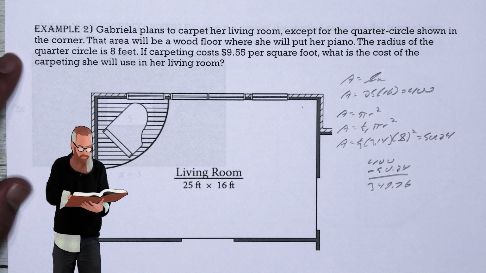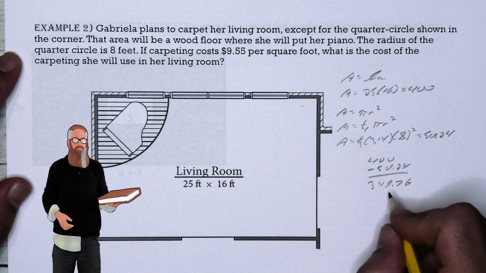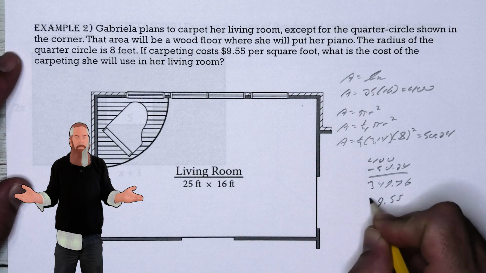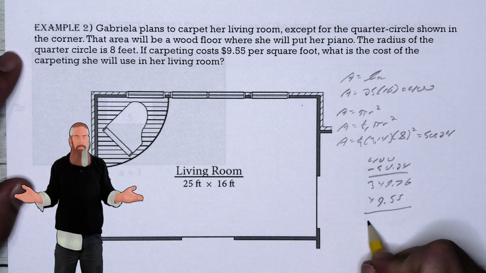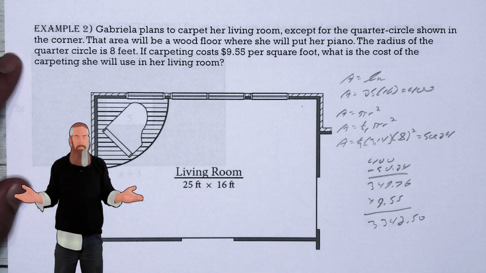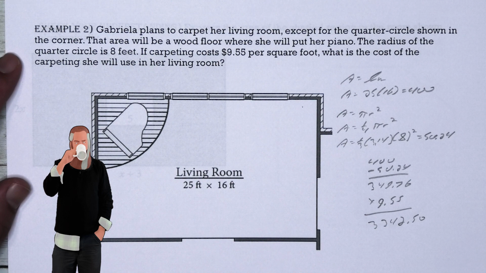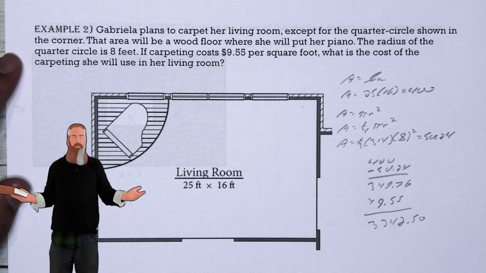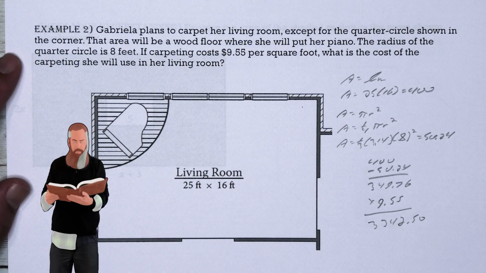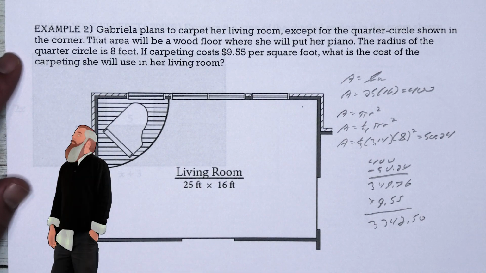We're going to multiply the number of square feet she needs by the cost of the carpeting, which in this case is $9.55. She's going to spend $3,342.50. That's going to be the approximate cost. Due to the shape of the carpet area, Gabriela may have to purchase a few extra feet of carpeting to make sure the installers have enough. This is determined at the time of purchase.